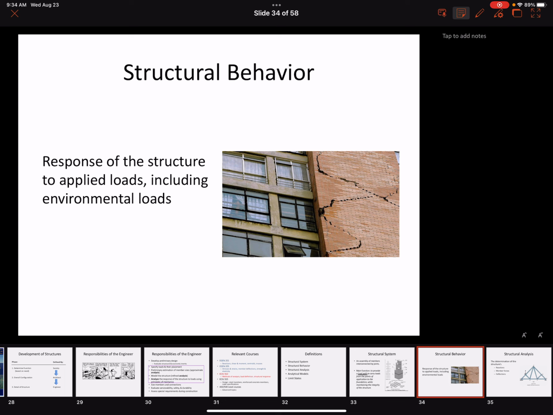That brick wall that you see is not part of the structure. I should say it's not part of the structural system. It's a facade, it's architectural. Behind that brick wall, there's probably a shear wall, maybe made of concrete, most likely could be masonry, or maybe it's a steel braced frame or a moment frame.